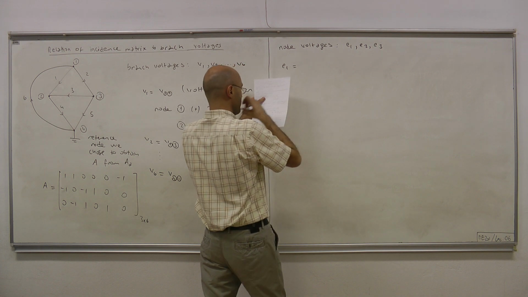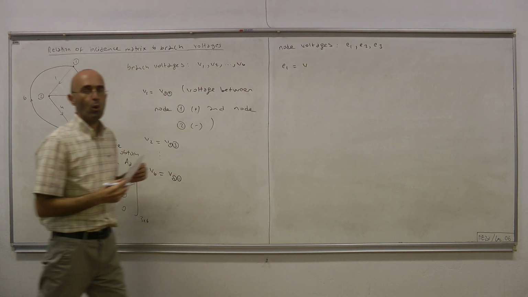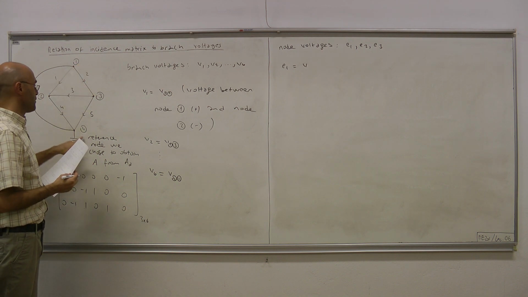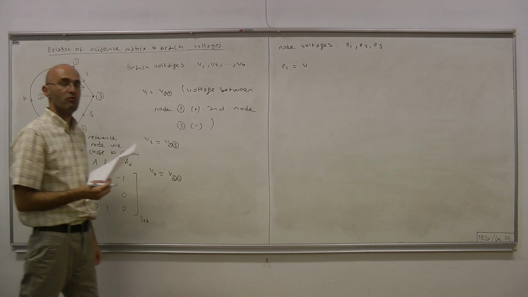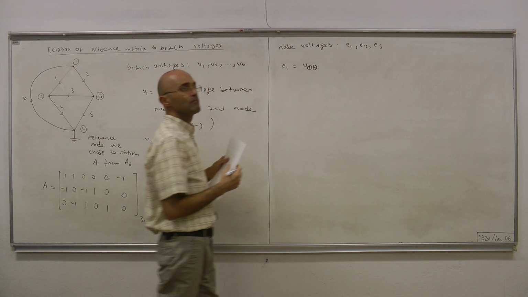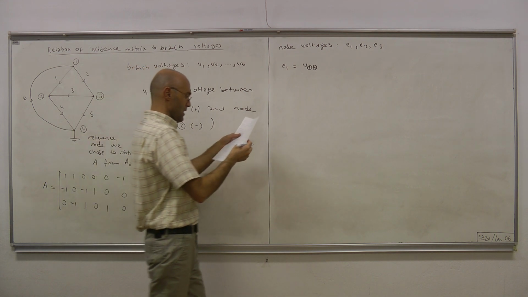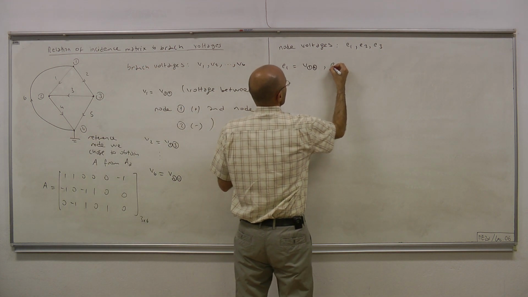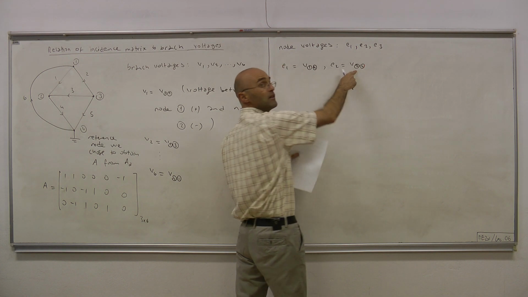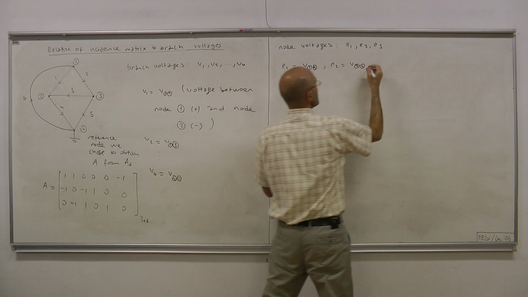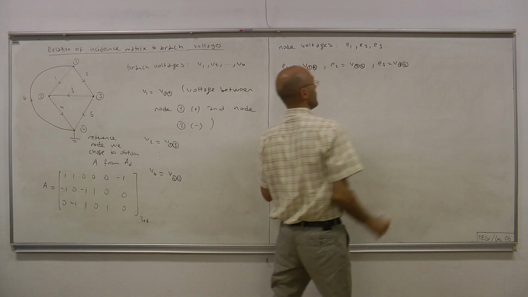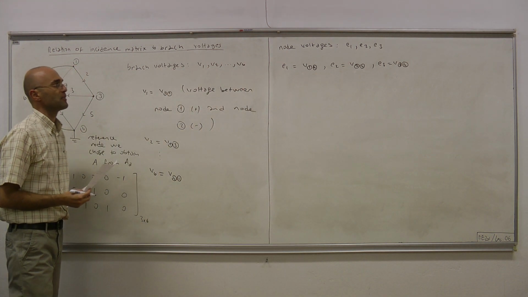E1 simply is defined as the voltage between node number 1 and the reference node. The reference node is node number 4, therefore E1 is V14. E2 is V24, between node 2 and the reference node. And finally E3 is the voltage between the third and reference nodes. That's V34.